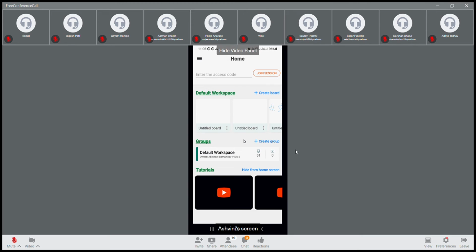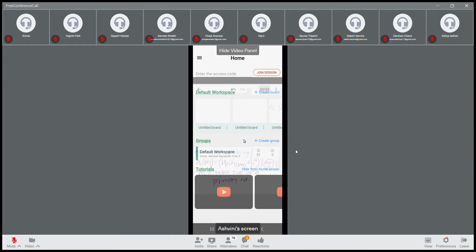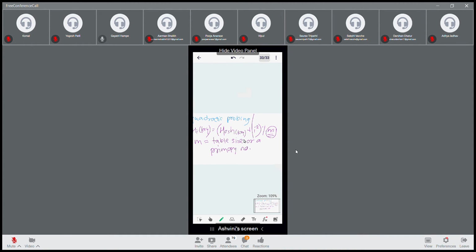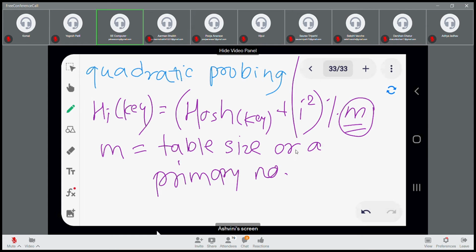I have given you the formula to find out the H key using the quadratic probing technique, isn't it? So here, I have already given the formula. H key is equal to hash key plus I square mod M. Okay. Good. Comfortable with me?